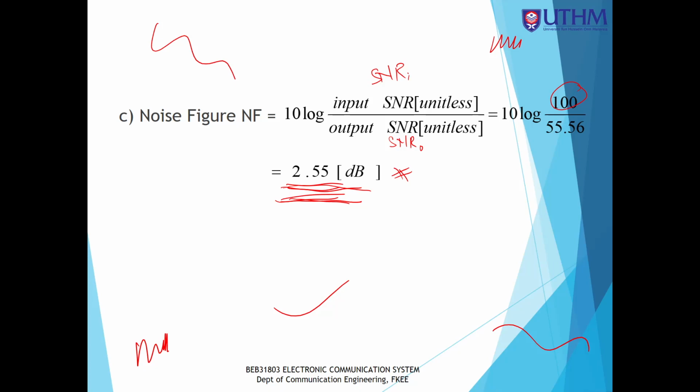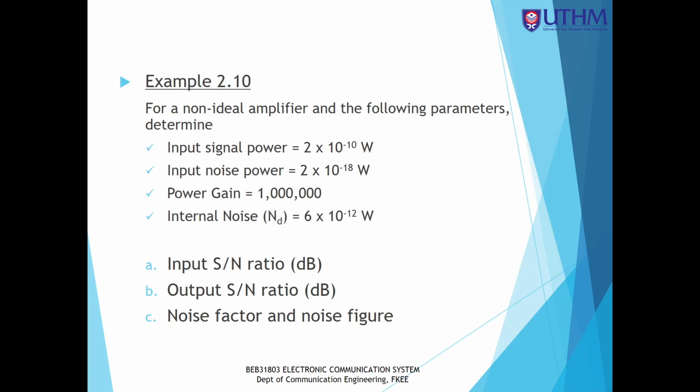Okay, that's my advice. And then example 2.10. Okay, for a non-ideal amplifier. So here it mentioned non-ideal amplifier and the following parameters. So here input signal power.